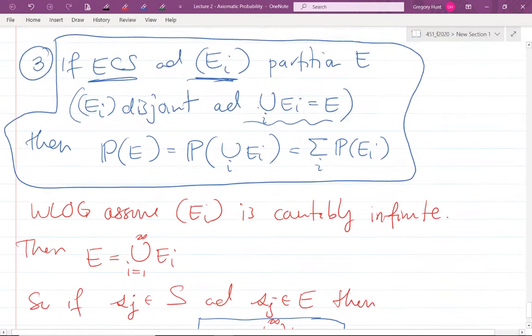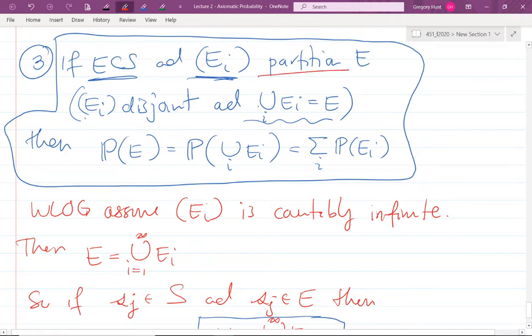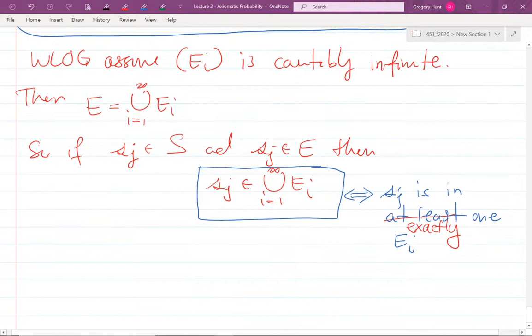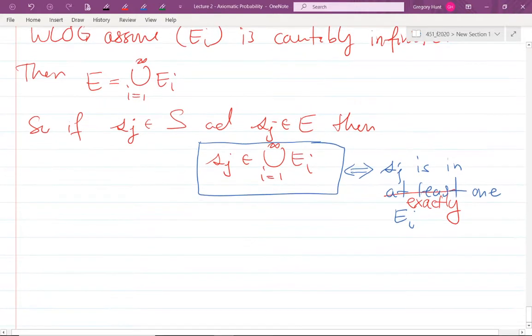Why? The E sub i partition E. The E sub i are disjoint. So if S sub j is in one of the E sub i, it can't be in one of the other ones. If that were true, they wouldn't be disjoint. So if it's in at least one, it's also in at most one because they're disjoint. So it has to be in exactly one. So if S sub j is an element of the union, it is in exactly one of these E sub i. Okay. Let's put that fact in our back pocket for a moment.